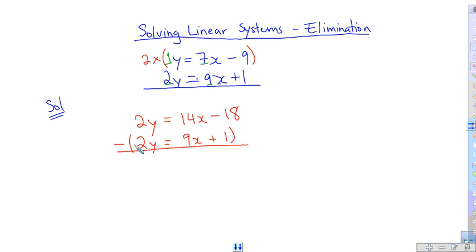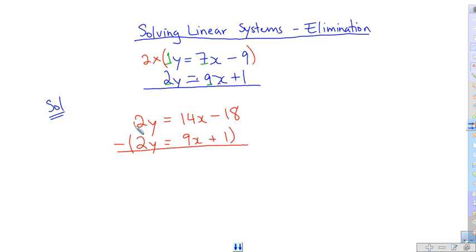Now if this happened to be a negative 2y, then I could add the equations, because positive 2y plus negative 2y would give me 0. So you add or subtract depending on the signs. If the signs are the same, you want to subtract the equations to get rid of it. If the signs are opposites, meaning a positive here and a negative here, or vice versa, that means you want to add the two equations to eliminate.